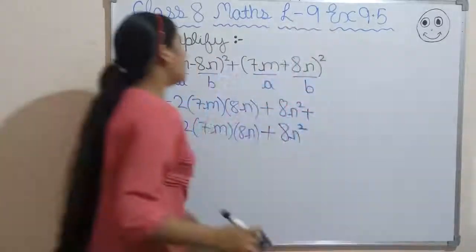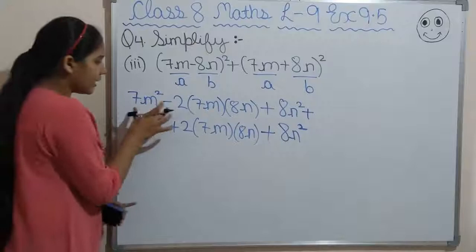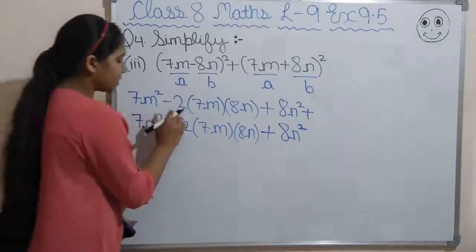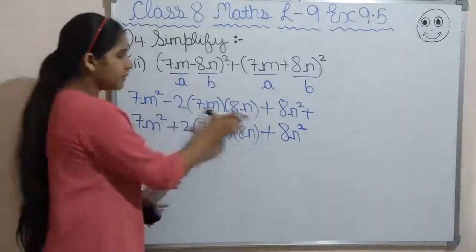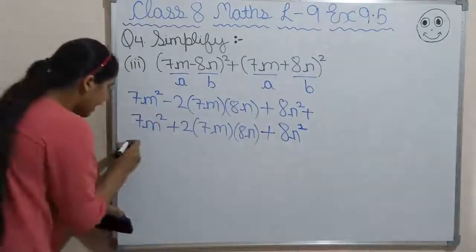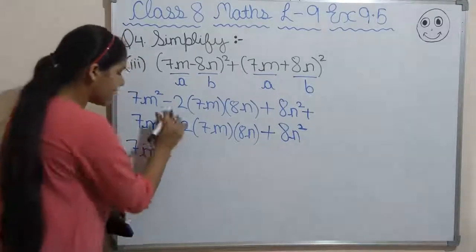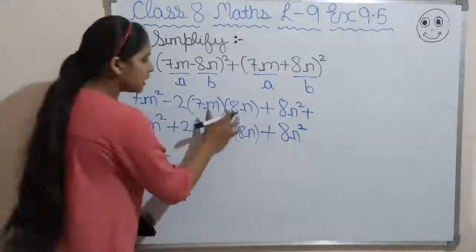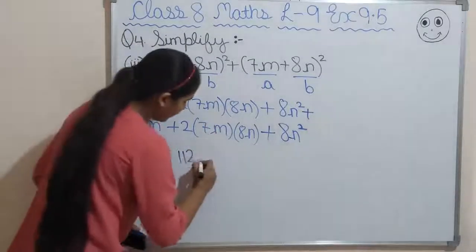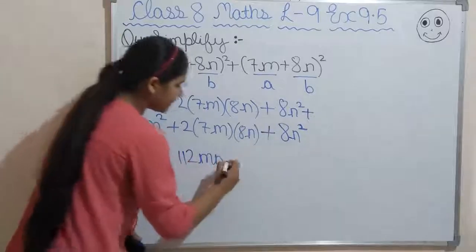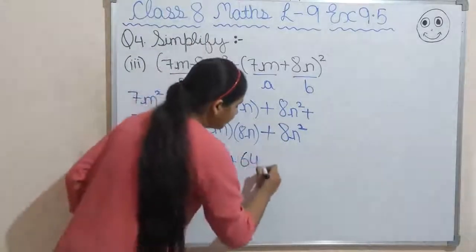First, before doing this, we will multiply all of these. Minus sign as it is, 2 into 7 is 14, 14 into 8 is 112, so 112mn, which means m into n. Plus 8n square means 8 eights are 64, so 64n square.